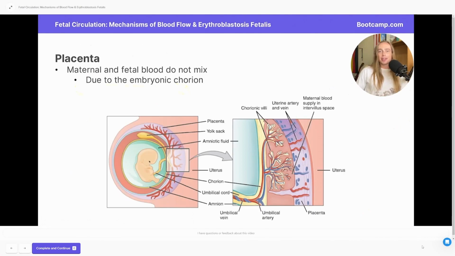In talking about the placenta, it's important to note that while the fetus is going to get many nutrients and oxygen from the mother this way, not everything can simply cross over the placenta.